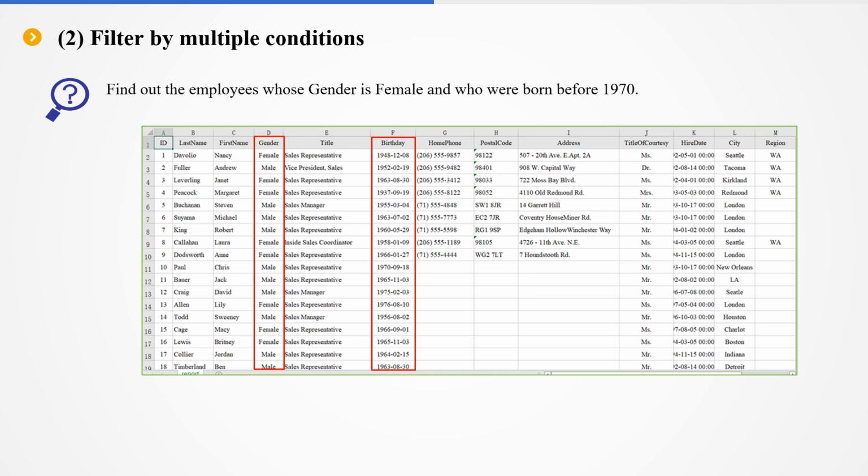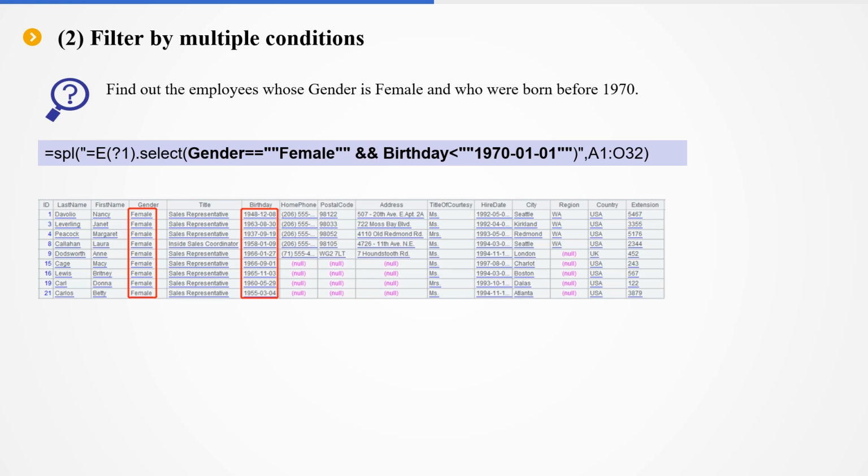2. Filter by multiple conditions. The select function also supports filtering by multiple conditions. For example, this is an employee information table. Now we want to find the employees whose gender is female and who were born before 1970 from the table. We simply need to directly write gender is equal to female and birthday is less than the 1st of January 1970 in the select expression.